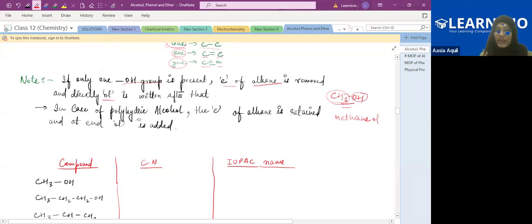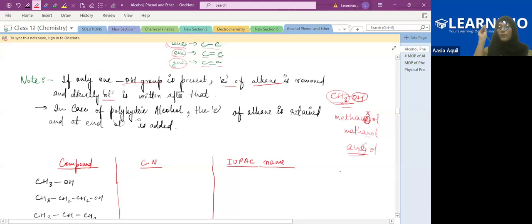Okay, so if only one hydroxyl group is present, just omit this E. You have to just remove it and write methanol. The "ane" shows the alkane word, which is the primary suffix, right? So you have to omit this E letter and just add the O word.